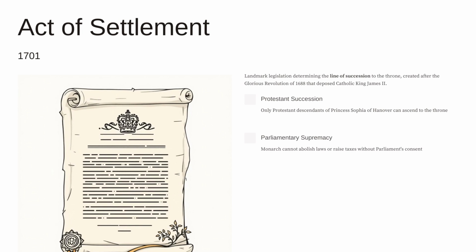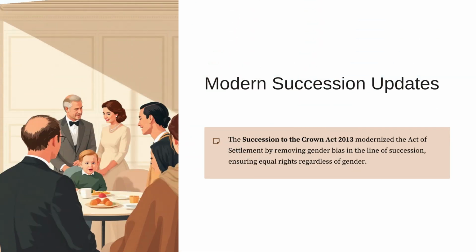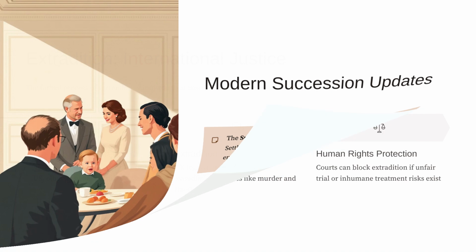Act of Settlement 1701. Landmark legislation determining the line of succession to the throne, created after the Glorious Revolution of 1688 that deposed Catholic King James II. Protestant succession: only Protestant descendants of Princess Sophia of Hanover can ascend to the throne. Parliamentary supremacy: monarch cannot abolish laws or raise taxes without Parliament's consent. Modern succession updates: the Succession to the Crown Act 2013 modernized the Act of Settlement by removing gender bias in the line of succession, ensuring equal rights regardless of gender.